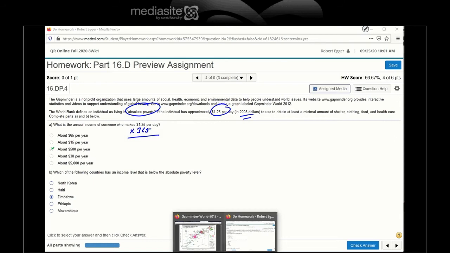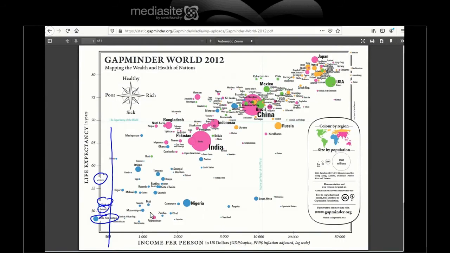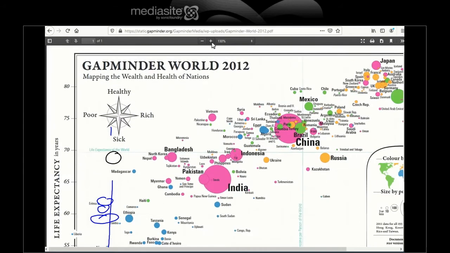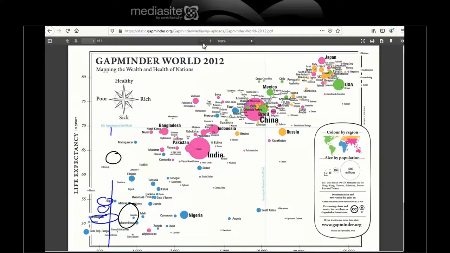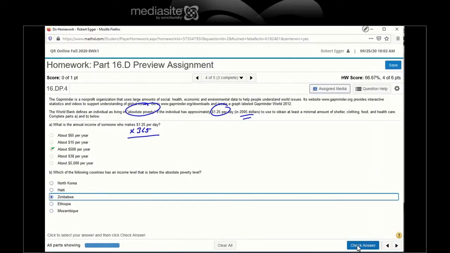Zimbabwe. Where's Ethiopia falling here? Where's Ethiopia? Is Ethiopia here? Nope. Oh, there's Eritrea, and here's Ethiopia. Well, even that's higher and richer. Okay.